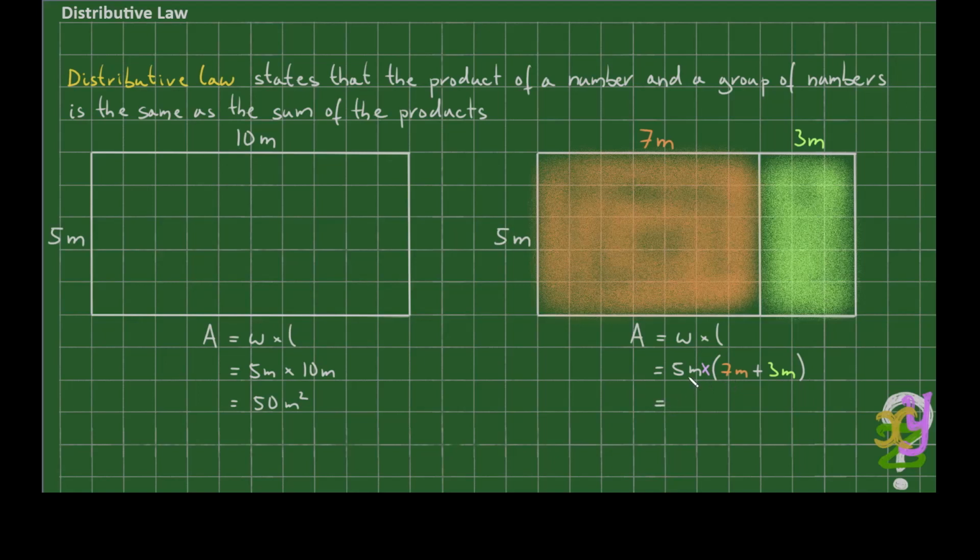So that means that I will have 5m multiplied by 7m, and that will give me 35m squared. To that, I'm going to add 5m multiplied by 3m, and that is positive 15m squared. And if I now add the products, the 35 and 15, I'm going to end up with 50 square meters. Same as before. The distributive law allows us to deal with brackets. So let me look at a few more examples.